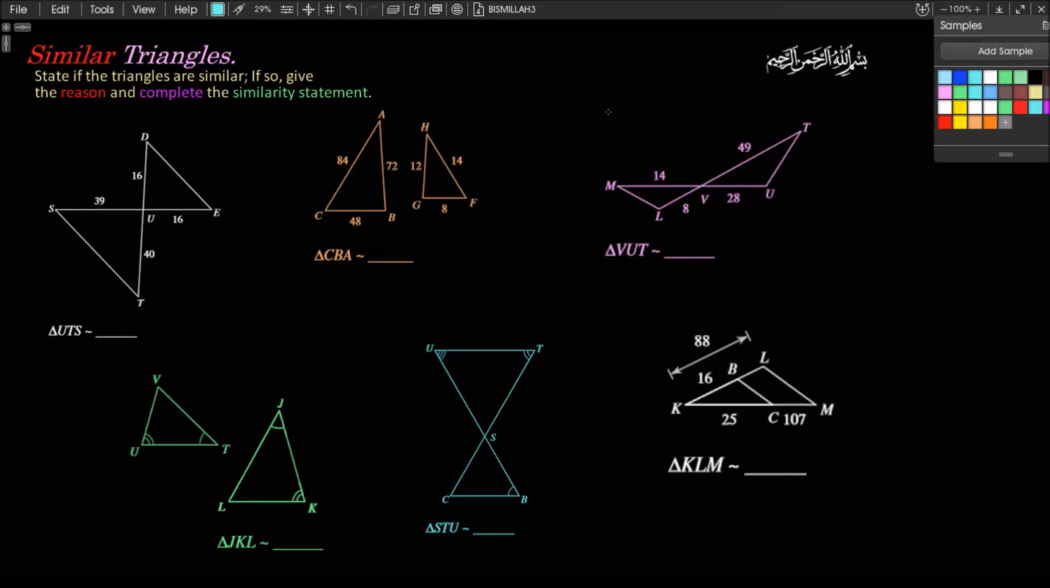Bismillahirrahmanirrahim. Let's do some questions regarding similar triangles. So our instructions here are as follows. State that the triangles are similar. If so, give the reason why they're similar and complete the similarity statement that is over here.